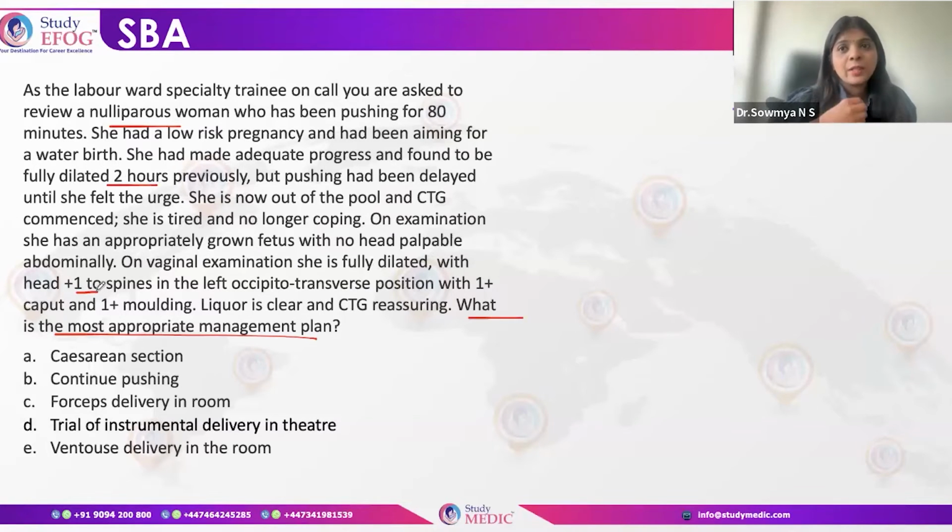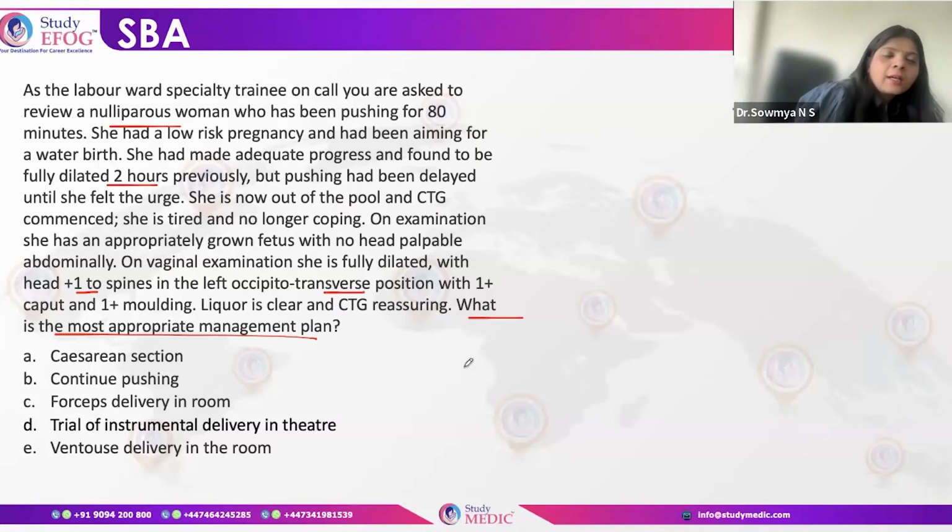Head is at +1, that is 0 to +1, so mid cavity. Left occipital transverse, LOT, with 1 plus caput molding, liquor is clear, and CTG reassuring. The thing is, definitely this woman needs a helping hand. But what do you want to do?